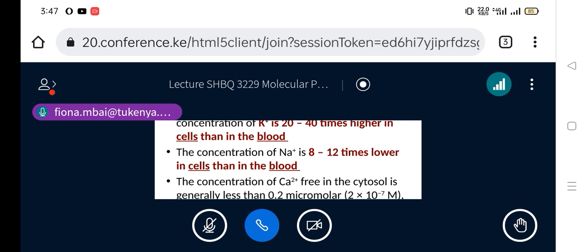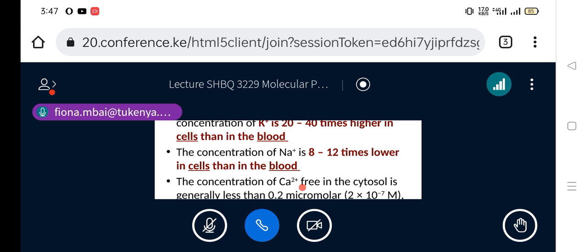In both vertebrates and invertebrates, in other words, living, breathing things, the concentration of potassium is 20 to 40 times higher in the cell than in the blood. The concentration of sodium is 8 to 12 times lower in cells than in the blood. And the concentration of calcium free in the cytosol is less than 0.2 micromolar, 1,000 or more times lower than in the blood. Here, you will notice that we are talking about free calcium.